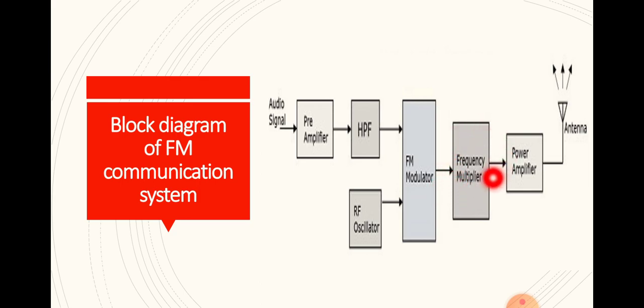Then the output of the frequency multiplier is applied to the power amplifier. The power amplifier increases the power of the input signal and applies it to the antenna. Now the antenna accepts the electrical form of the output signal of the power amplifier, converts it into the electromagnetic signal, and transmits it through free space. So in this way the FM communication system works.